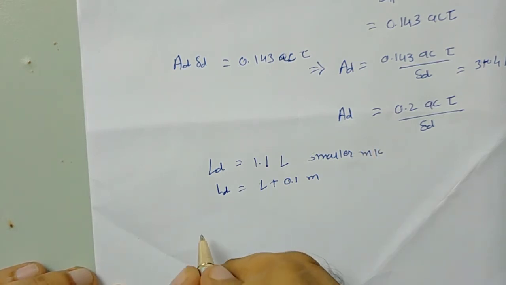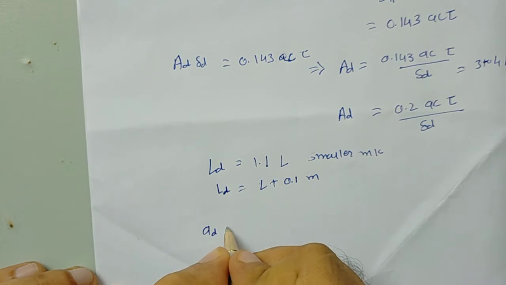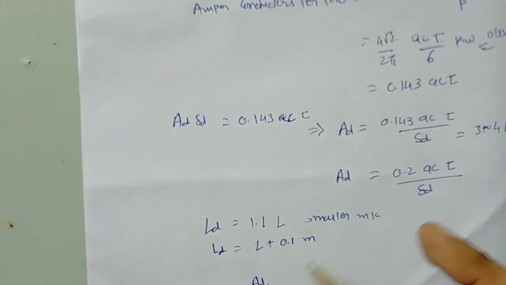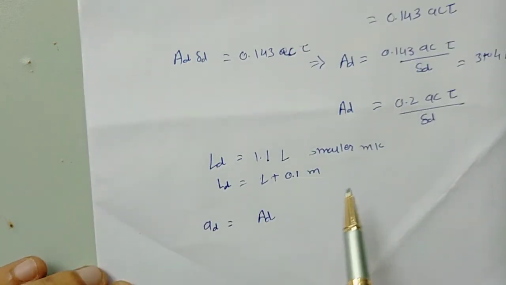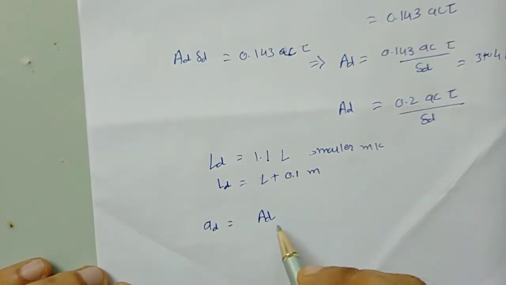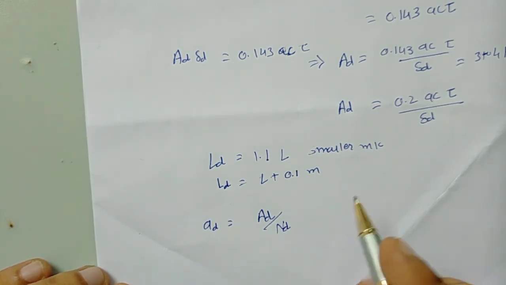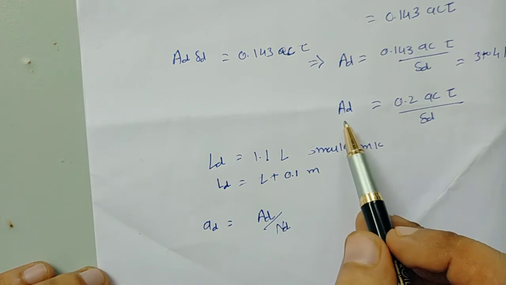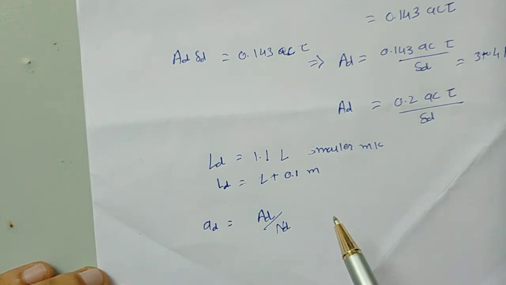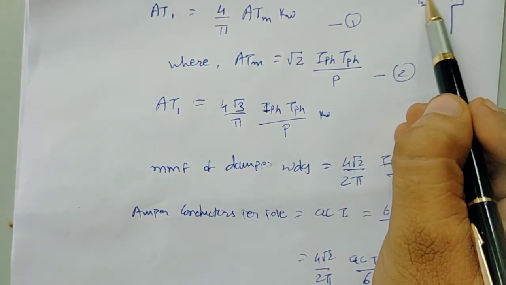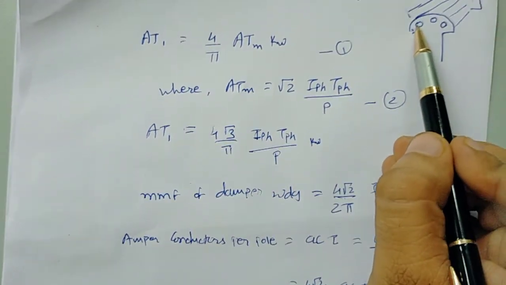The area of each damper bar is simply given by the total area, AD, that we have calculated from this equation, divided by the number of damper bars. Let us say ND is the number of damper bars. In our case it is 3. So this area divided by 3 will give you the area of each bar.